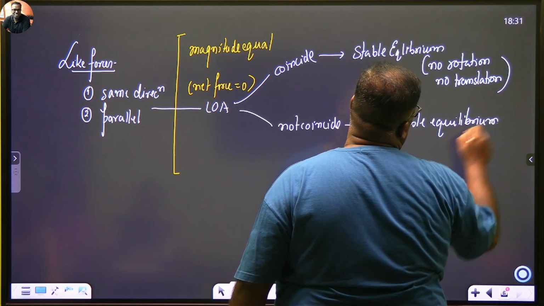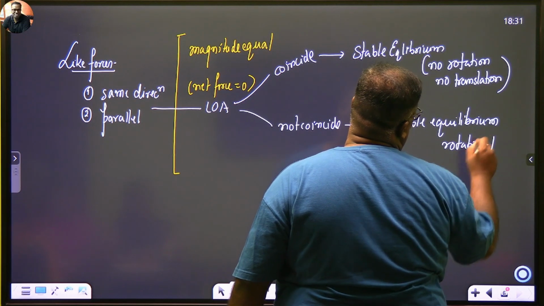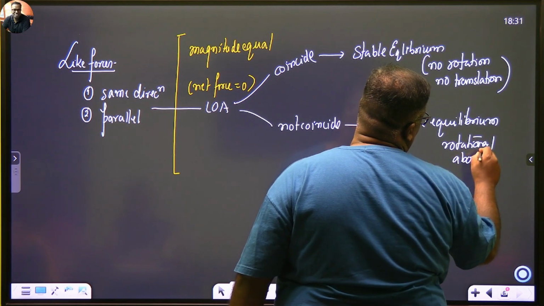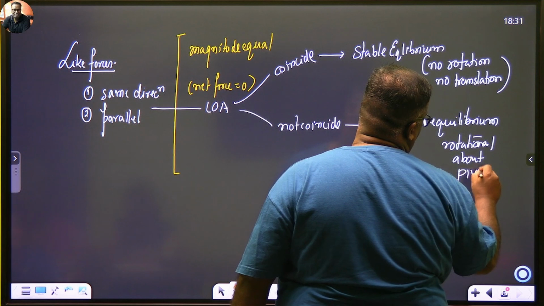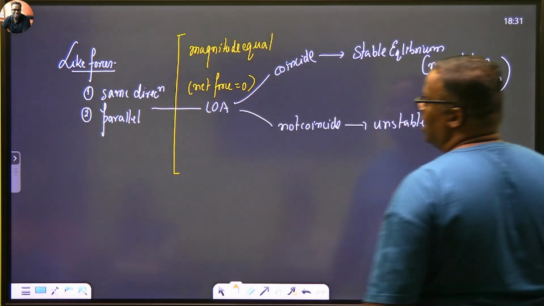So you will have a rotational motion, rotational about the pivot. It can be an. Which one? If it does not coincide.